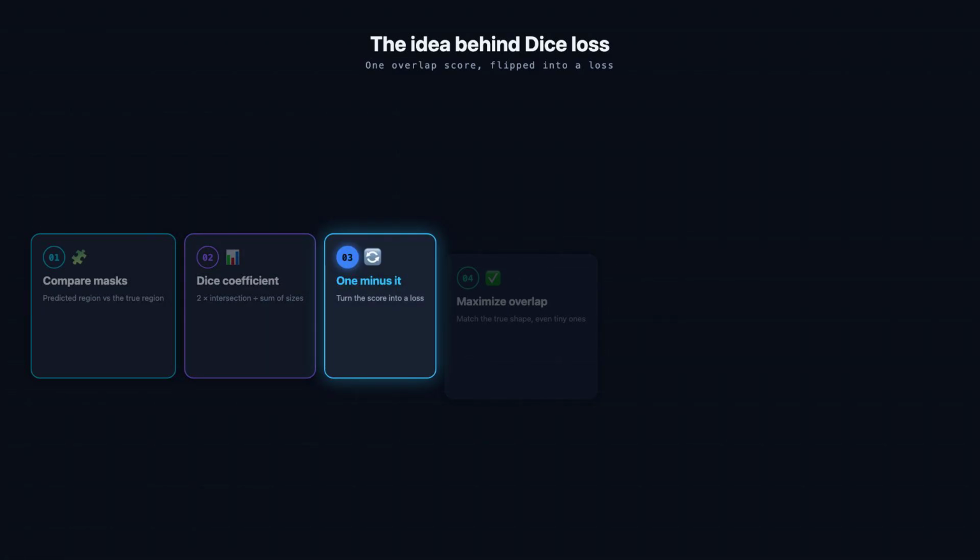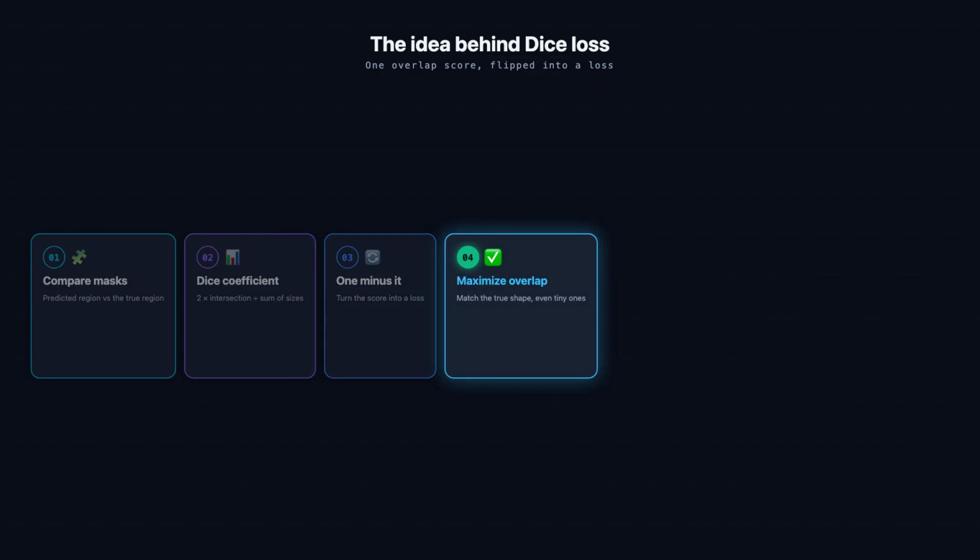Next, you turn that score into a loss. You simply take 1 minus the dice coefficient. A perfect overlap of 1 becomes a loss of 0, and poor overlap becomes a large loss, which flips a similarity score into something a model can minimize. And because minimizing 1 minus overlap is the same as maximizing overlap, the model is pushed to match the true shape directly, even for a tiny structure. It optimizes the exact thing we truly care about, the region getting drawn correctly, rather than chasing raw per pixel accuracy that can quietly lie to us.